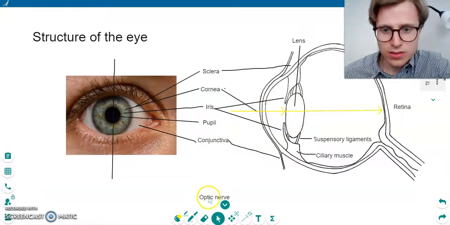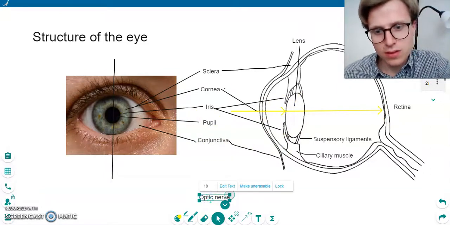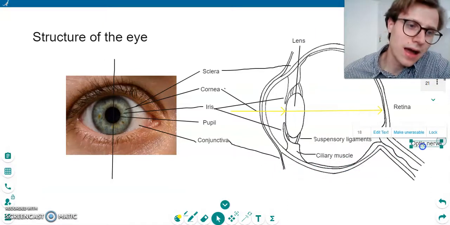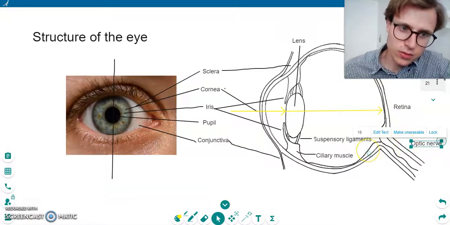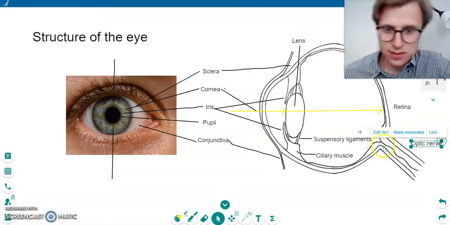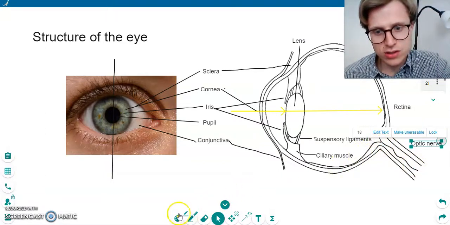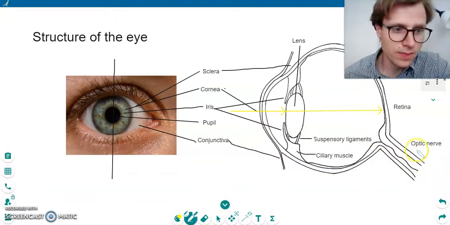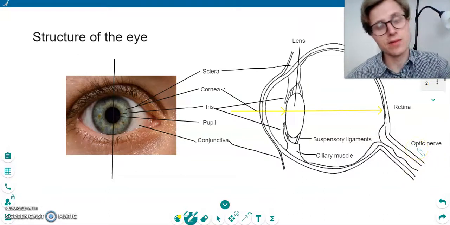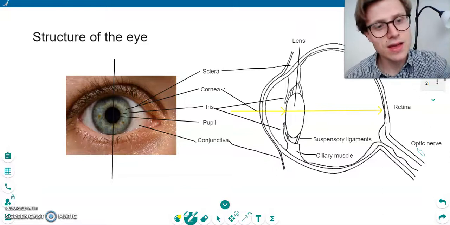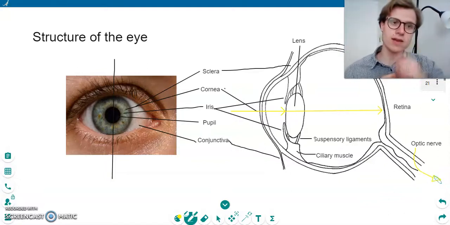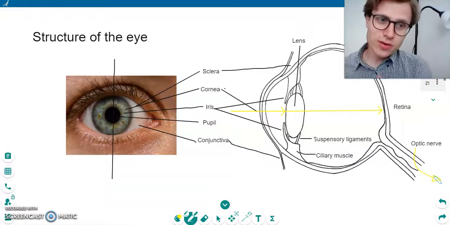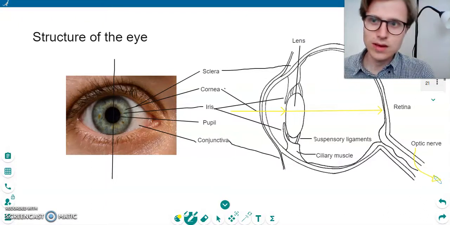And there are thousands of photoreceptors in the retina, and they all send information across the retina to a structure which exits at the back of the eye, and this structure is the optic nerve. And all this neurological information exits the eye through the optic nerve, where it goes on towards other parts of our brain, where the brain is then able to process that information and convert it into an image.